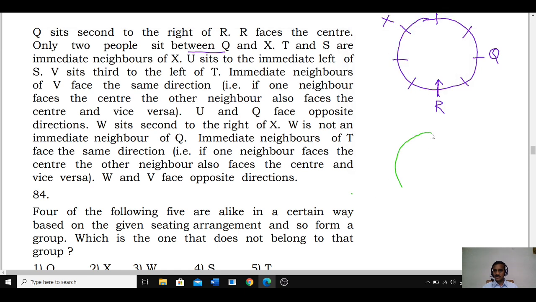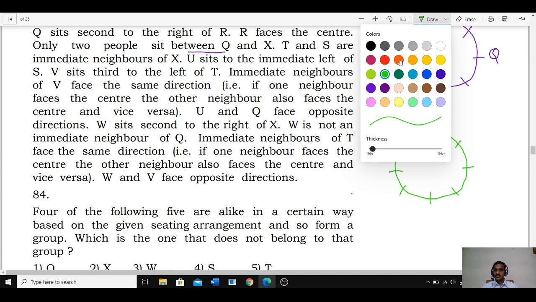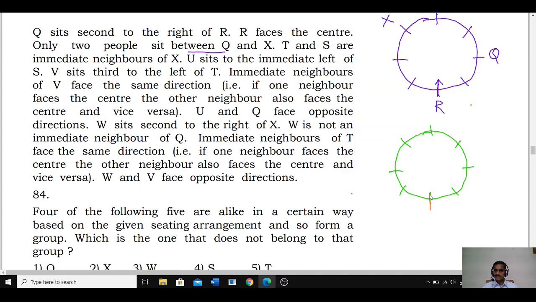Then what is the second possibility we have? 8 persons seated around a circular table, 1, 2, 3, 4 and 5, 6, 7, 8. Now these 8 people are facing towards the center. Then R is facing the center, and Q is at this place, and two people between Q and X, X can be here. Done with this? Now these are the two possibilities we have.